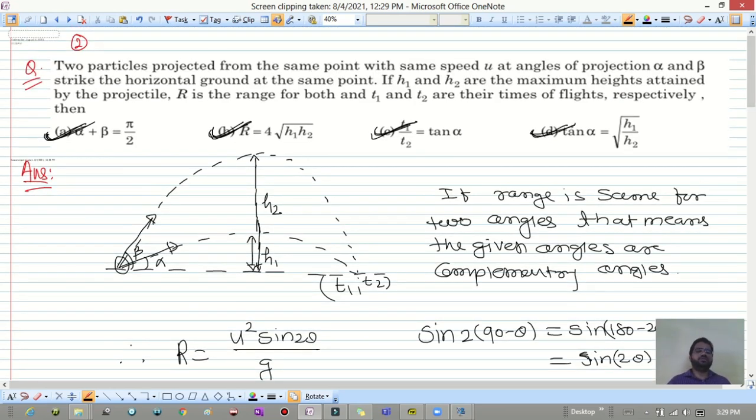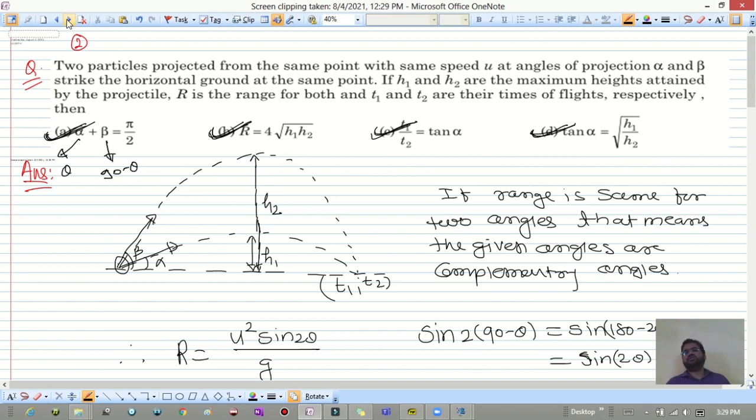So in the second question also, alpha plus beta. Now what is this called? If you consider alpha as theta, this beta must be 90 minus theta. So if you consider alpha only, beta must be 90 minus alpha. So this is the case. Then our range we have in terms of h1 h2, t1 by t2 is tan alpha. Tan alpha is root of h1 by h2 also possible. So I hope this is clear.